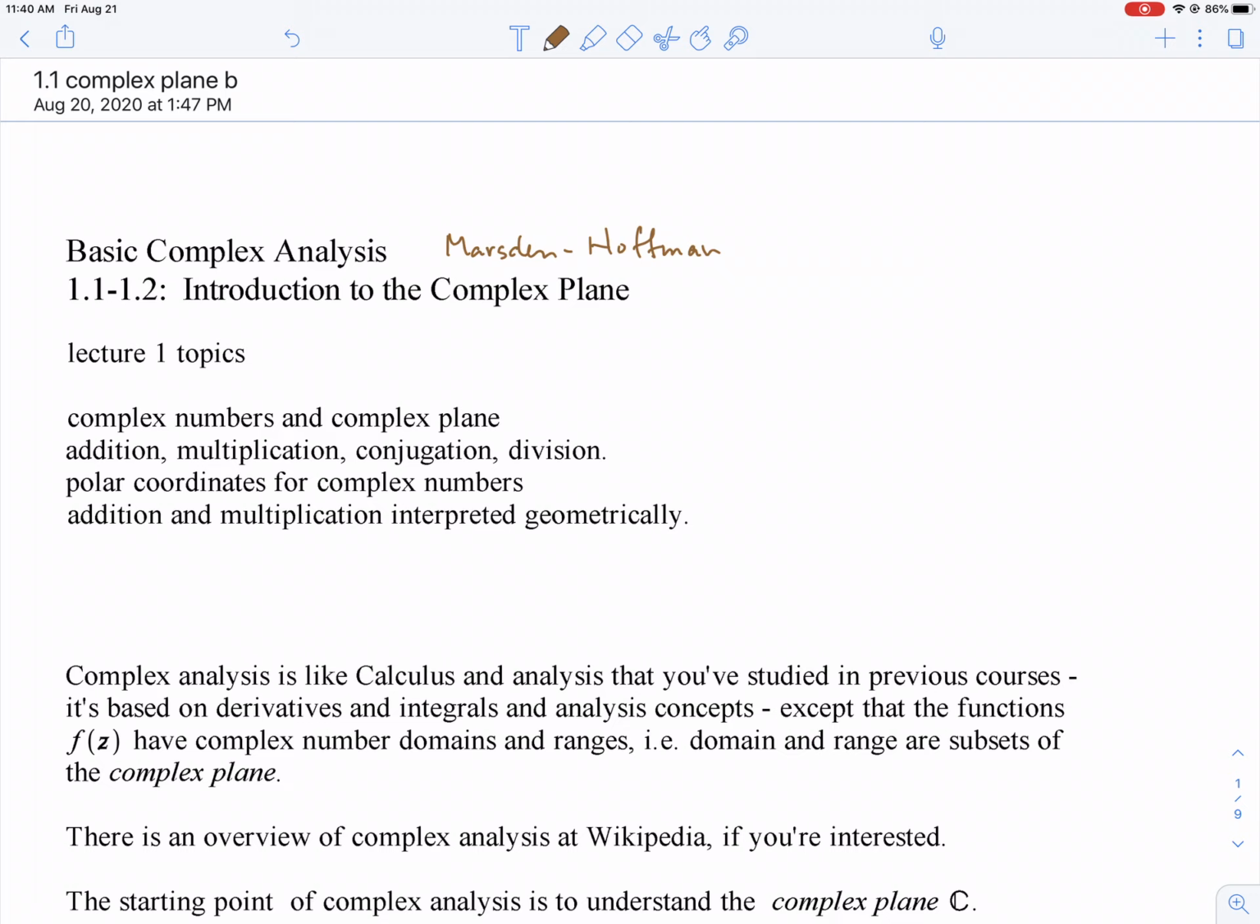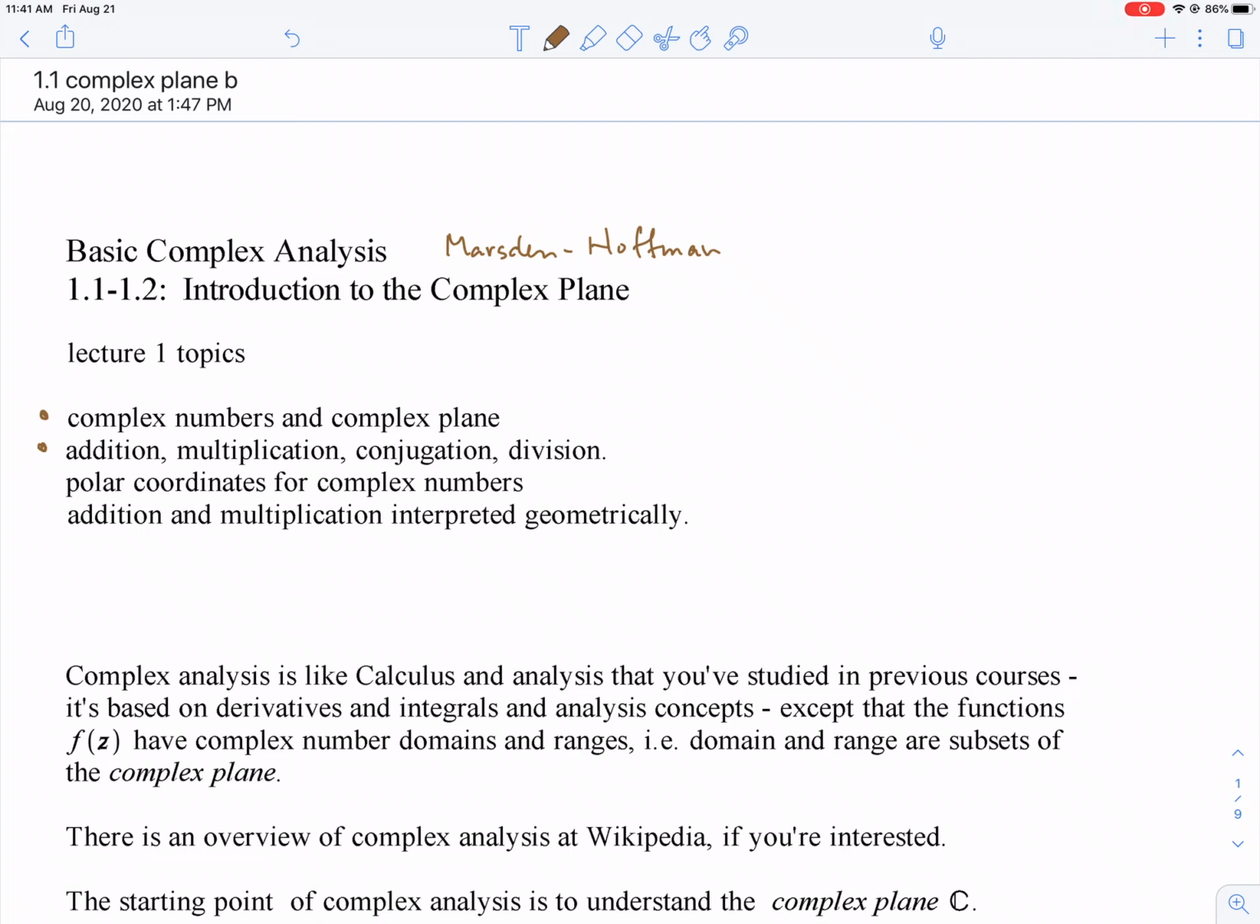Our topics will be, I'll remind you what the complex numbers are, and I'll tell you about the complex plane, which you may or may not have talked about before. We'll review addition, multiplication, and conjugation and division for complex numbers. The last two you may not be as familiar with as you are for the first two.